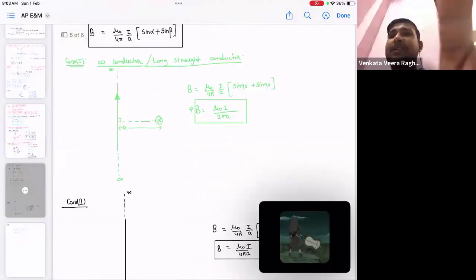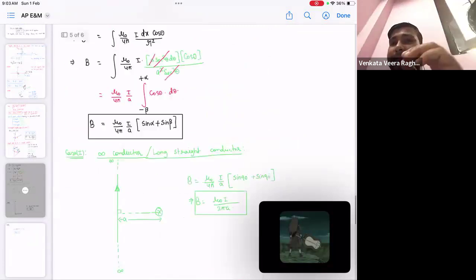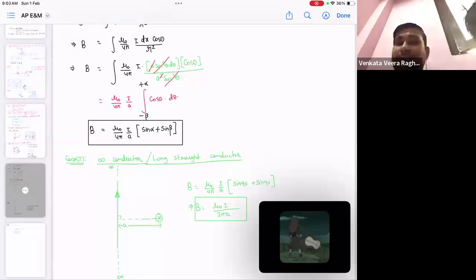Okay. So if it is a straight conductor, the magnetic field, how much will it come? Mu naught by 4 pi, I by A, where I is the current in the conductor, A is the perpendicular distance of the point from the conductor. And alpha, beta. Alpha, beta is what? It is the angle made by the point with the ends of the wire.